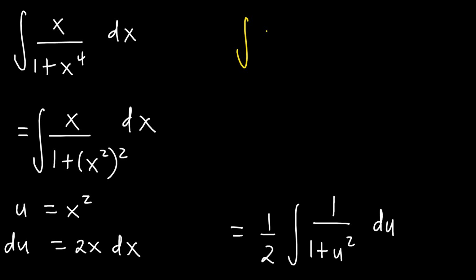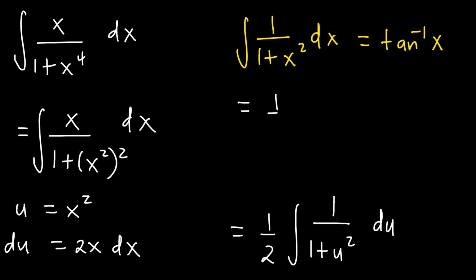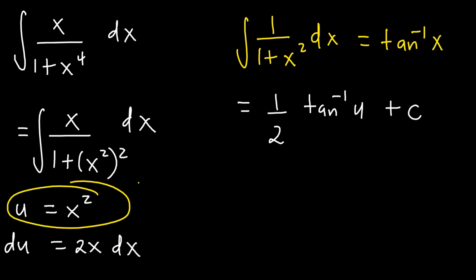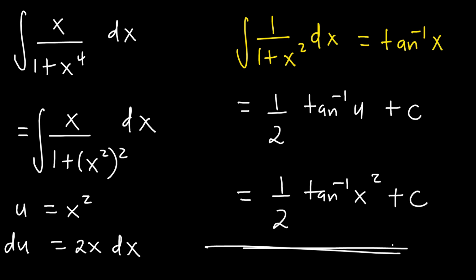Now whenever you have the integral in the form of 1 divided by 1 plus x to the power of 2 dx, this will always be equal to tan inverse of x. So if we integrate this, we shall have 1 divided by 2 times tan inverse of u plus c. And we know that u equals to x to the power of 2. So we shall have 1 divided by 2 times tan inverse of x to the power of 2 plus c. And that's our answer.